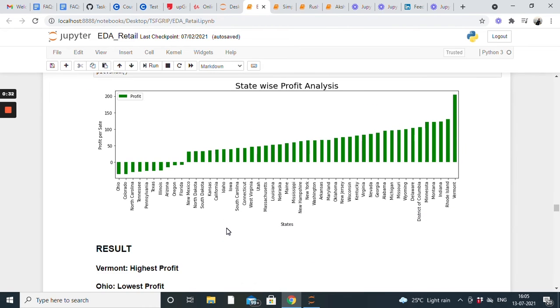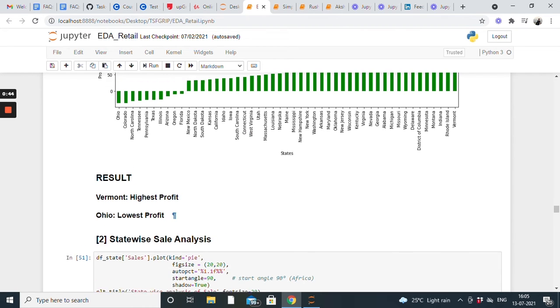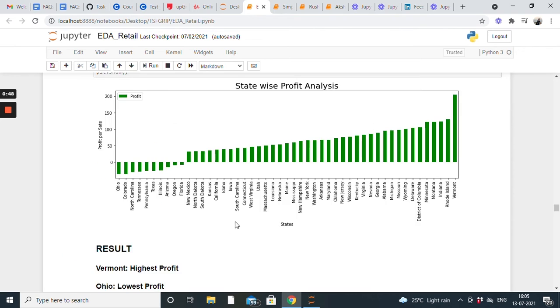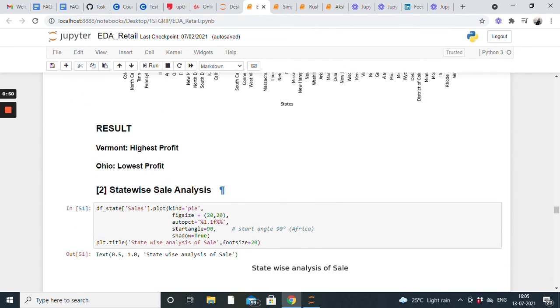We can see from this that the highest profit is Vermont. Vermont state is having the highest profit here, and the lowest is Ohio. Okay, so we can go with the state wise sales analysis. What will be the sales for state wise?